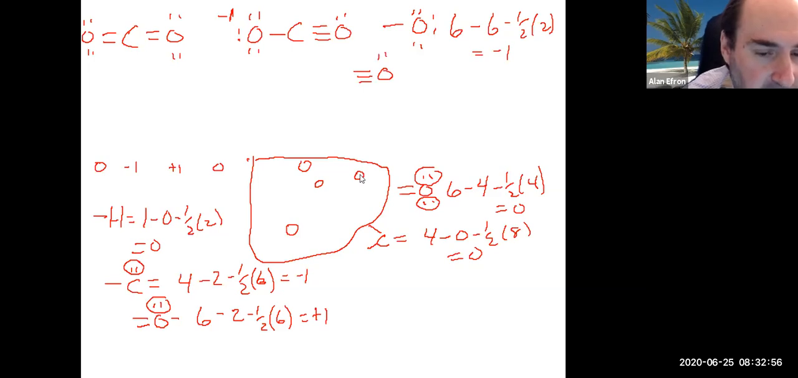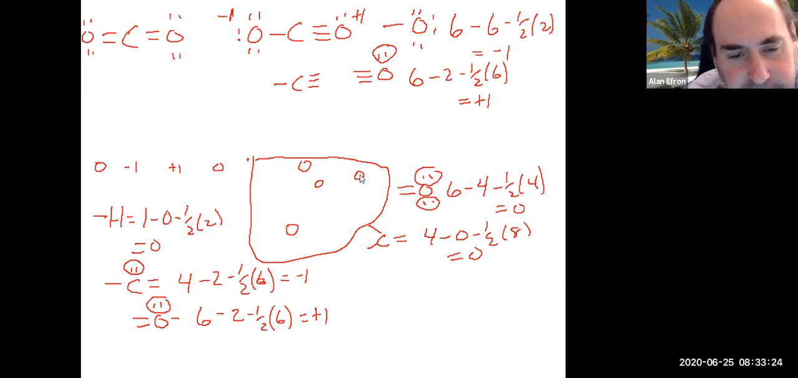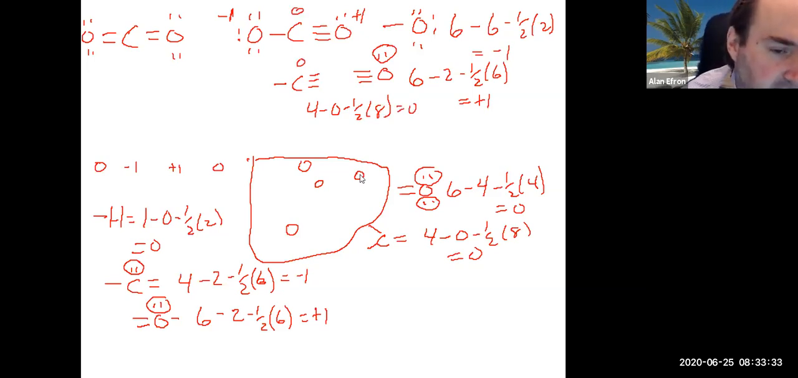So if we do our triple bonded oxygen, don't see that too often, but we'll go with that. 6 minus our 2 minus 1 half. In this case, triple bond means 2, 4, 6 electrons that are there. And 6 minus 2, which is 4, minus 3. So that's going to be a +1 here on this guy. And now if we look at the triple bonded carbon, that's going to be 4 minus 0 minus 1 half of 8, which is 0. So in this situation, we got a -1 and a +1 and a 0 going on.